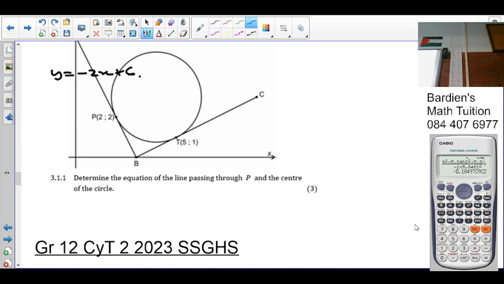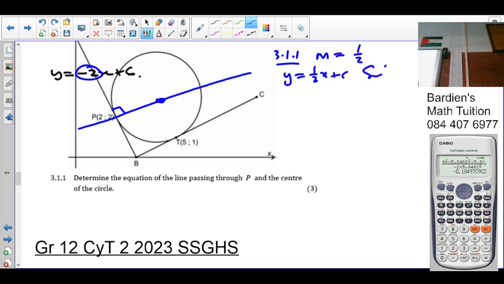People, if there's a line going through P and the center of the circle, then this line has to be perpendicular to that line. So a tangent is perpendicular to a radius. Then of course, if this gradient is negative 2, your gradient has to be a half. So y is equal to half x plus c. We'll substitute P, which is (2, 2), an x and a y. So 2 is equal to a half times 2 plus c. So c works out to be 1. The equation is y is equal to a half x plus 1. You all agree with that?